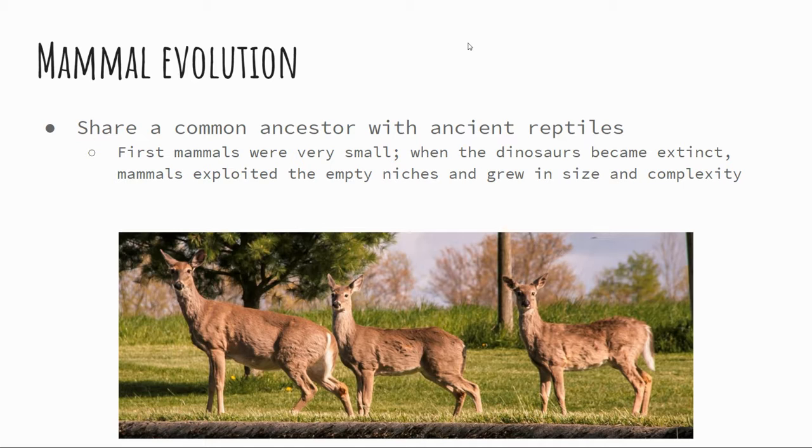Mammal evolution: they share a common ancestor with ancient reptiles. The first mammals were very small, and when the dinosaurs became extinct, mammals exploited the empty niches and grew in size and complexity.